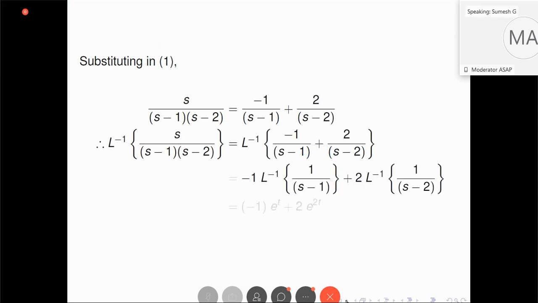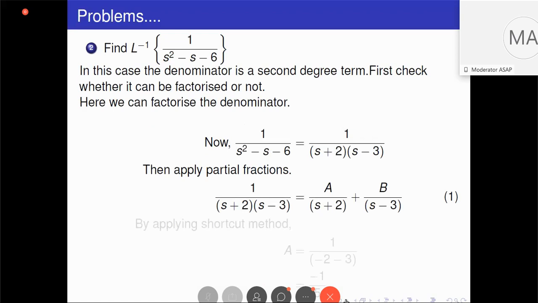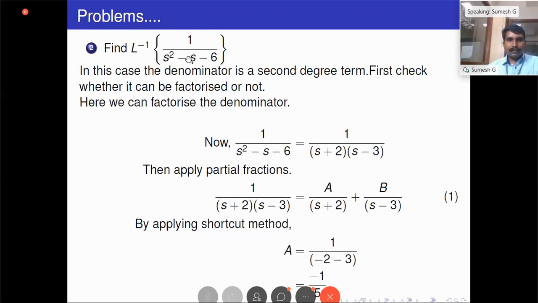No problem. We can discuss question number 2. So first we have to factorize the corresponding denominator. The denominator can be factorized as s plus 2 into s minus 3. Therefore 1 by s square minus s minus 6 can be written as 1 by s plus 2 into s minus 3. This is the partial fraction form.